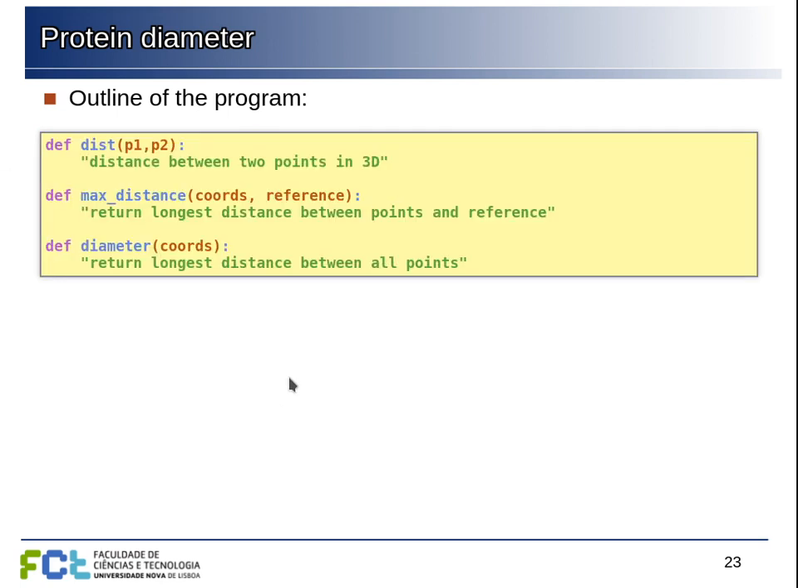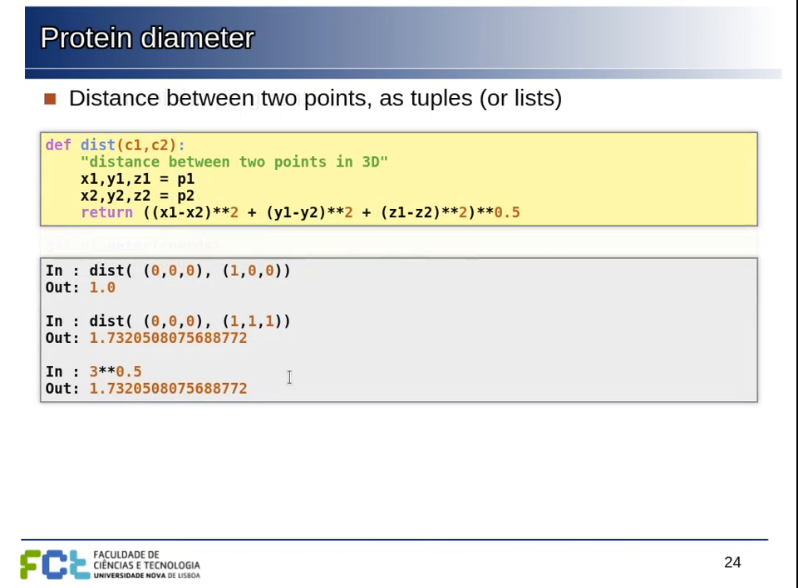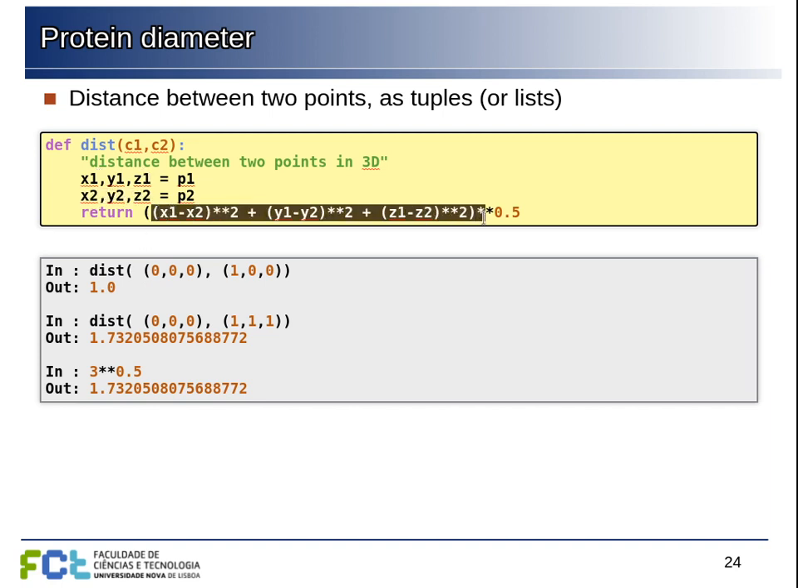It's a good idea for you to think about the program first and just write what functions you're going to need, and then you can focus on implementing each of the functions. So for example, we start with this one, the distance between 2 points. The points are in 3 dimensions, so these would be either tuples or lists with 3 coordinates. We can unpack each of them into 3 variables, x1 and x2, y1 and y2, and so on. And now we just use the expression for Euclidean distance.